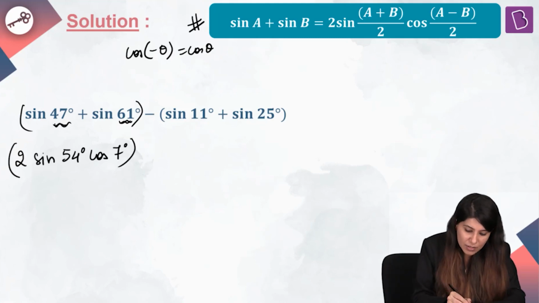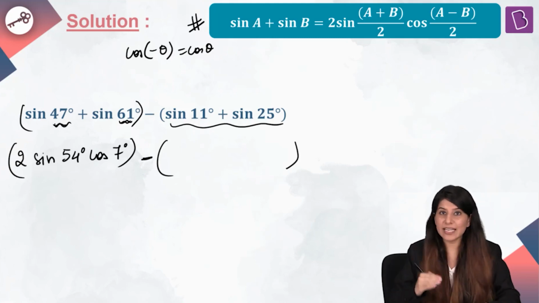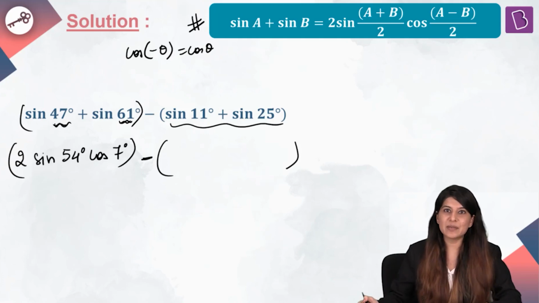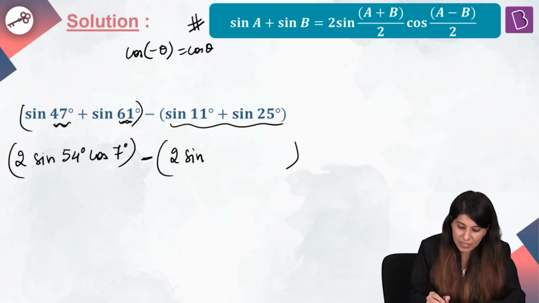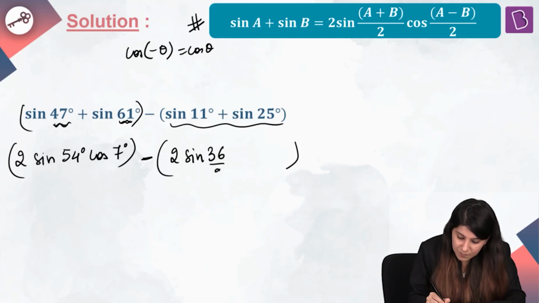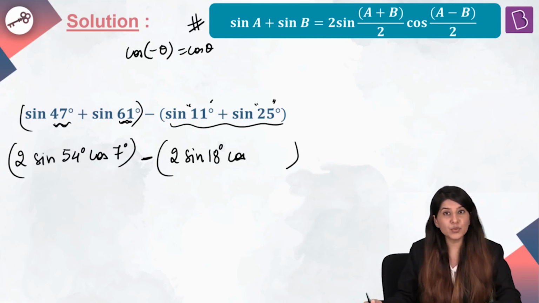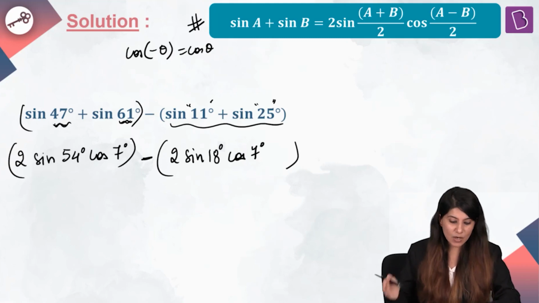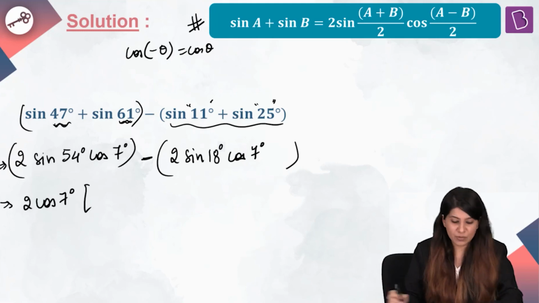Let's now talk about these two terms. Let's apply a minus sign over here. Same formula, sine A plus sine B. What is that? 2 sine A plus B by 2 cos A minus B by 2. Yes, so 2 sine A plus B by 2, that means 36 by 2, which is 18 degrees. Cos A minus B by 2, that means 25 minus 11 by 2, that means 14 by 2, that means 7 degree. Yes. Now let's take out 2 cos 7 degree common, such that I'll be left with what?